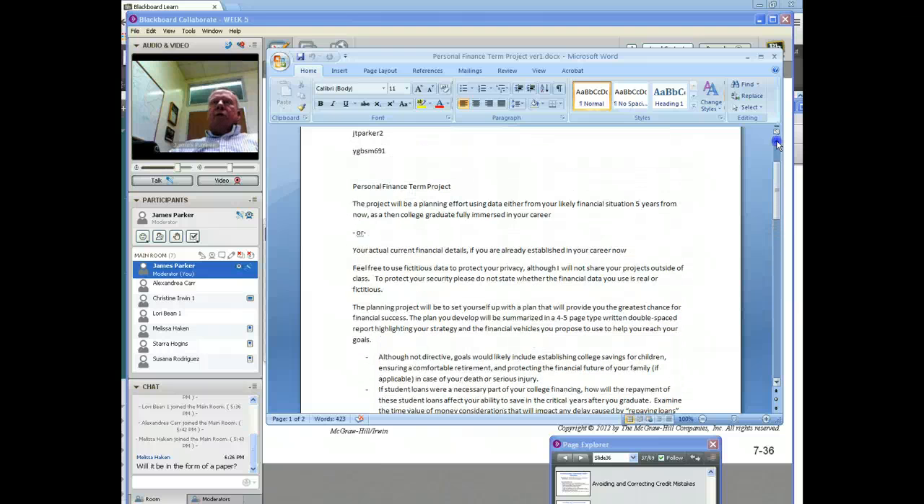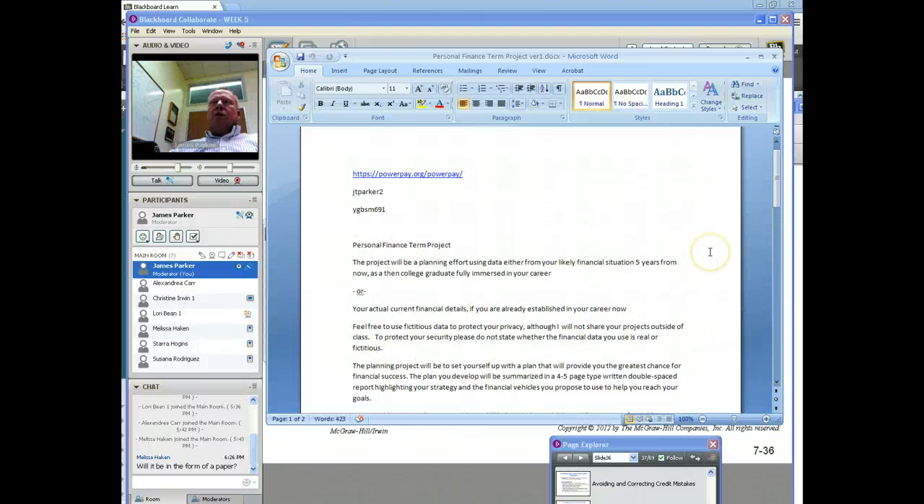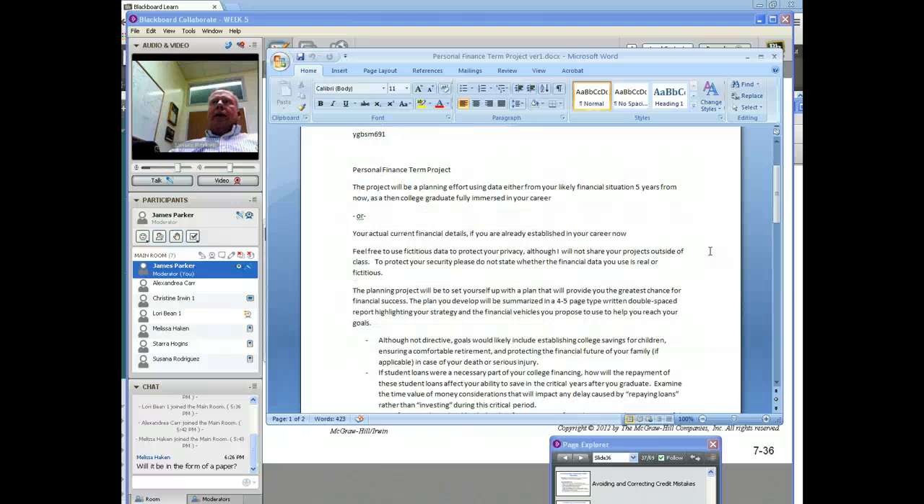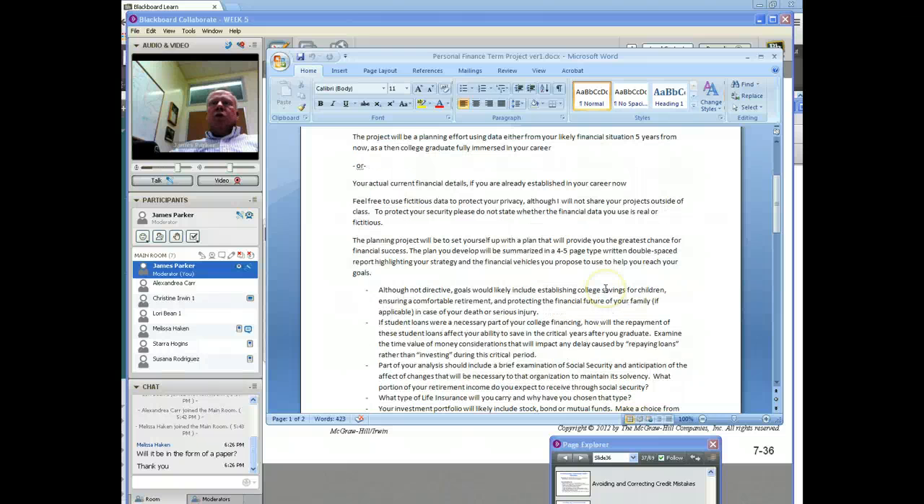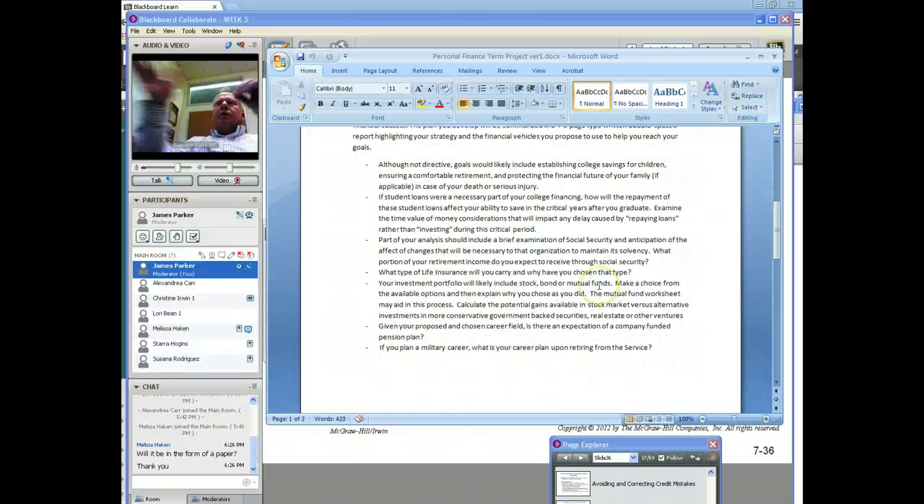There's a question: will it be in the form of a paper? Yes, it will. Again, it's going to be due, 4 to 5 pages, typewritten, double spaced. A report highlighting your strategy and the financial vehicles you propose to reach your goals. So there'll be more to it, and I want to get some input from you.